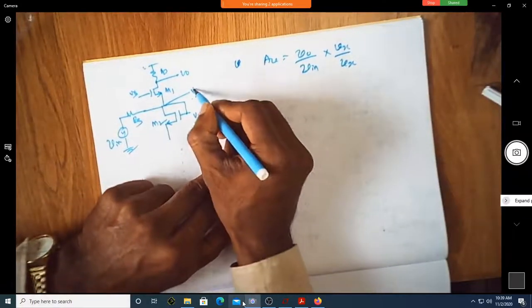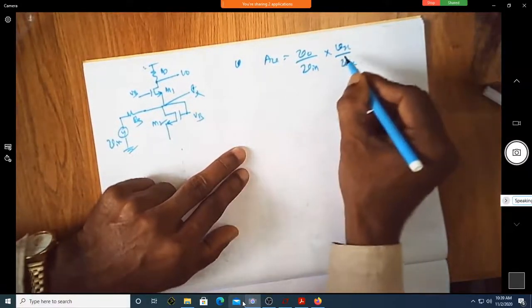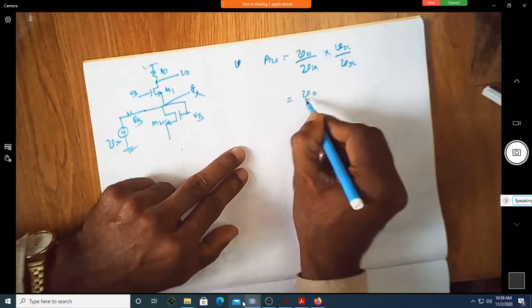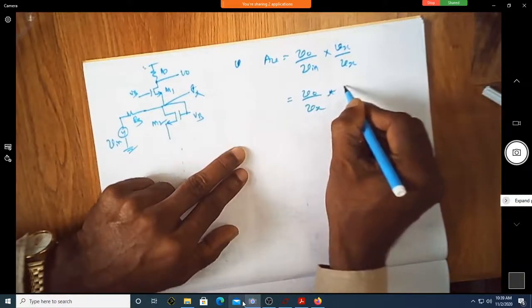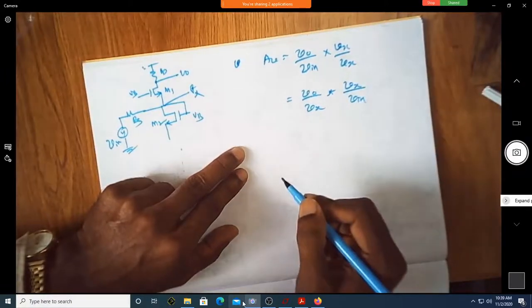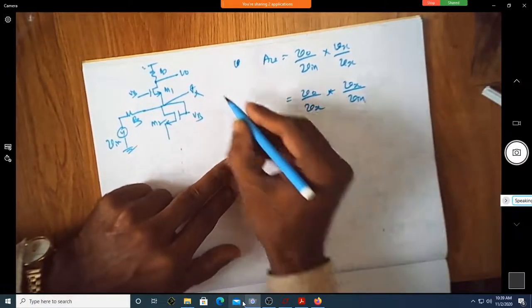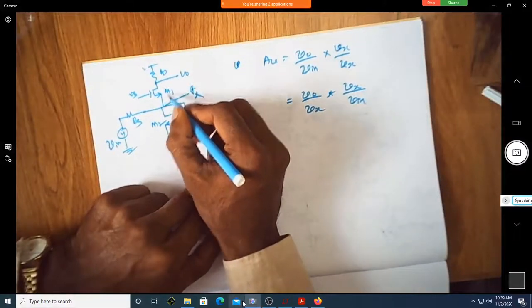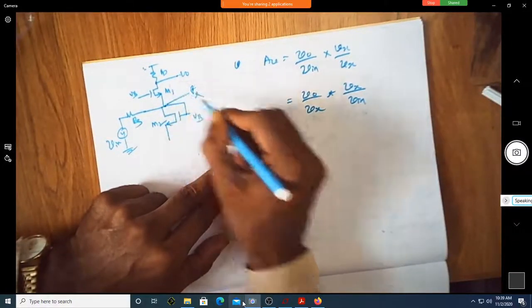Yes, Vx is this point. So shall I write it as V0 by Vx into Vx by Vin? V0 by Vx is, yes, what? So this is V0 by Vx. V0 by Vx I already know.